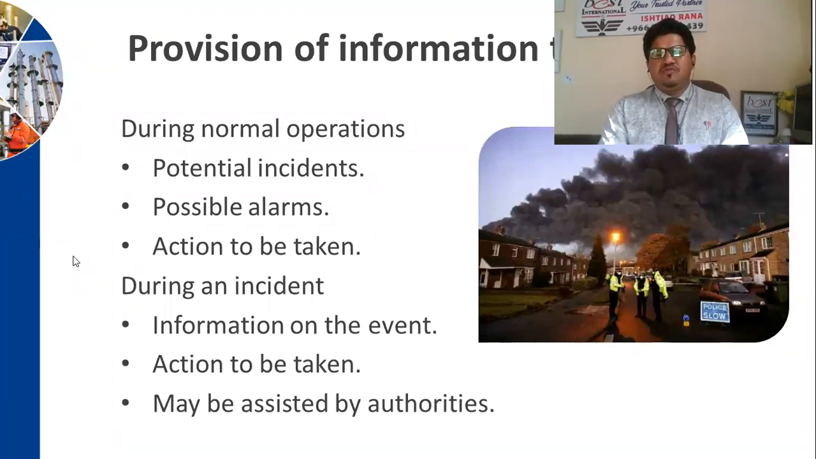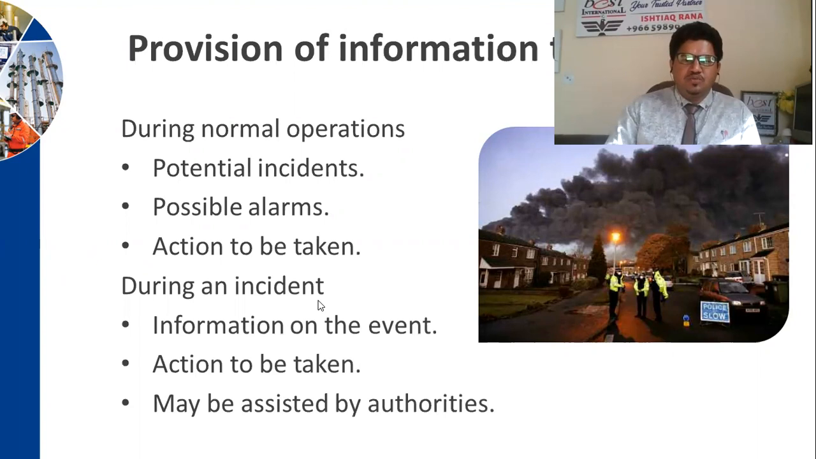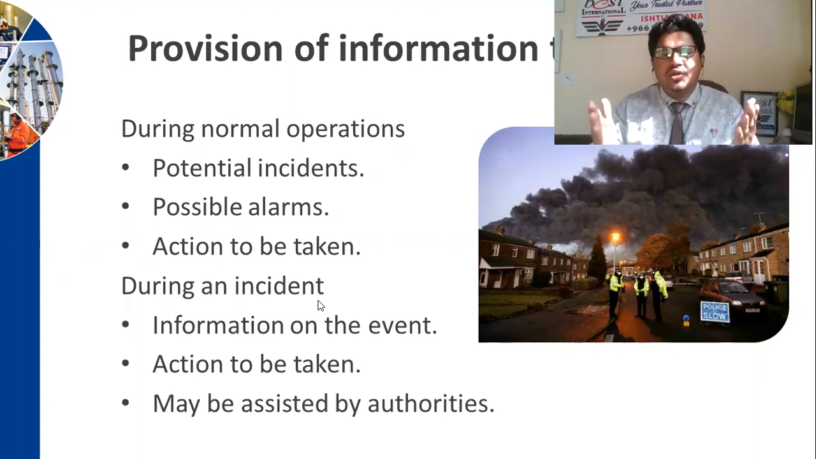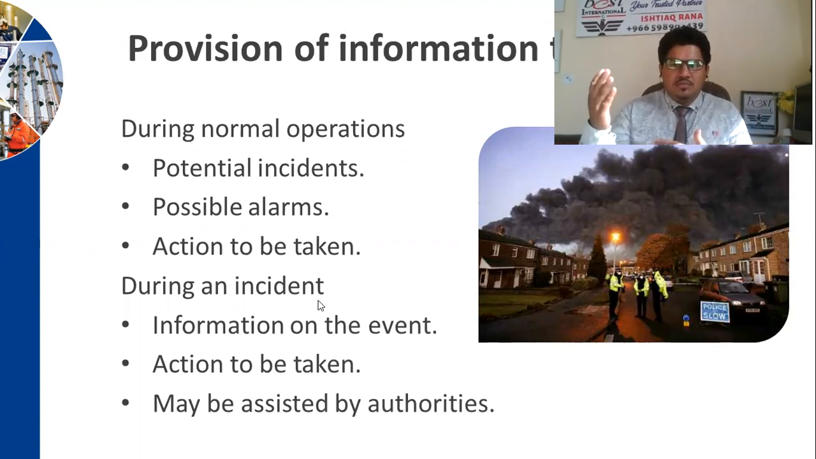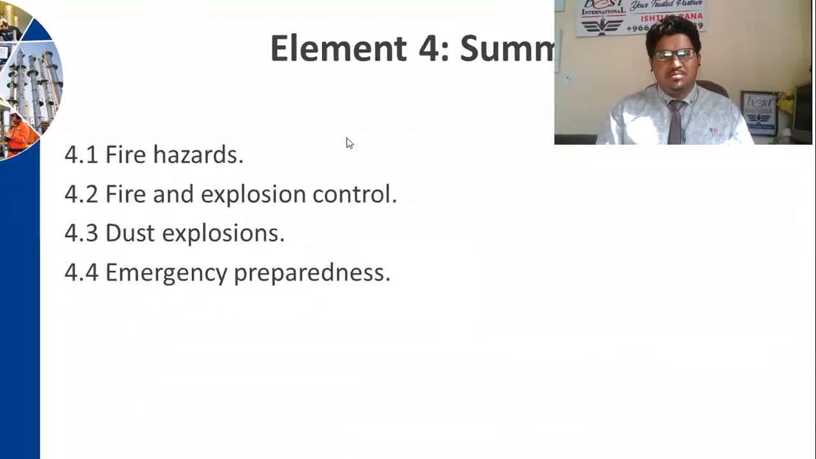Now, the provision of information to the public during normal operations: potential incidents or possible alarms or action to be taken. During an incident, you need information on the event, action to be taken, and maybe assistance by authorities. So don't be overconfident that you don't need to involve the authorities. Otherwise, it will backfire. It's a legal requirement in some cases. So that was all about element 4: fire hazard, fire and explosion control, dust explosion, emergency preparedness.